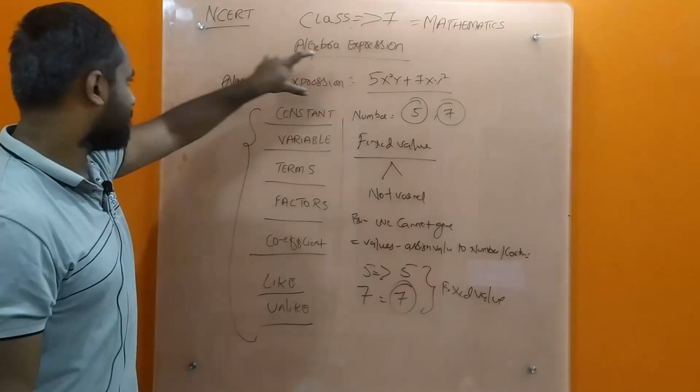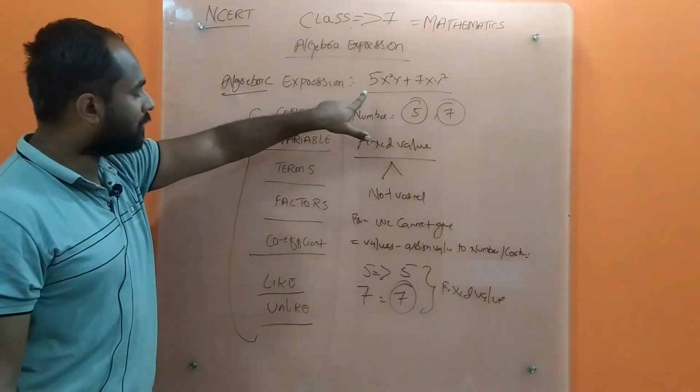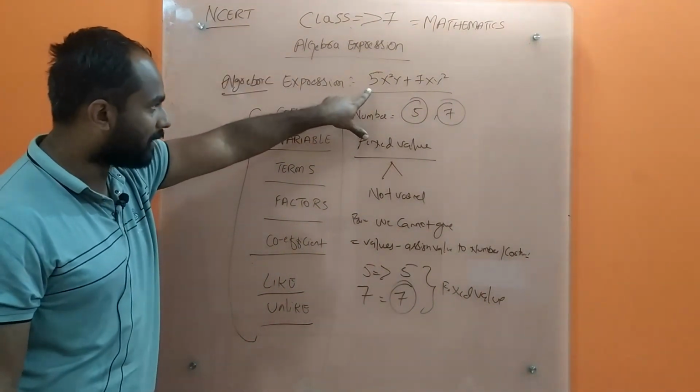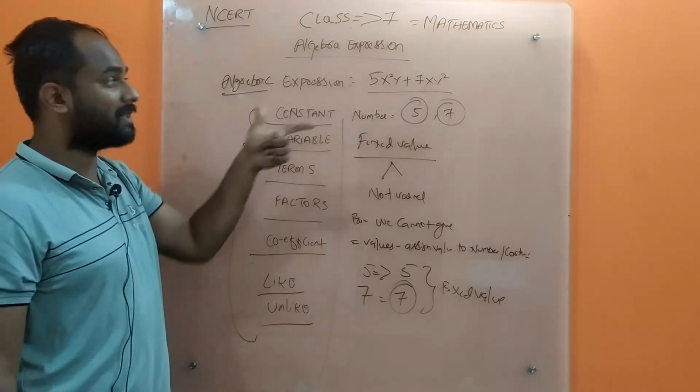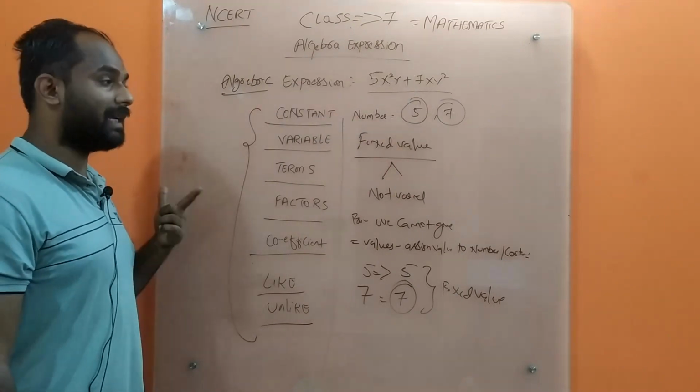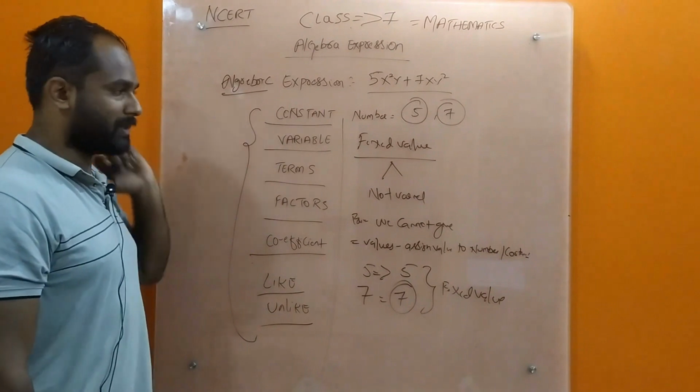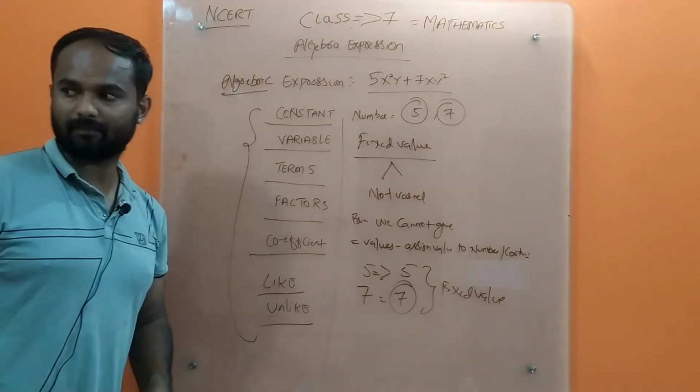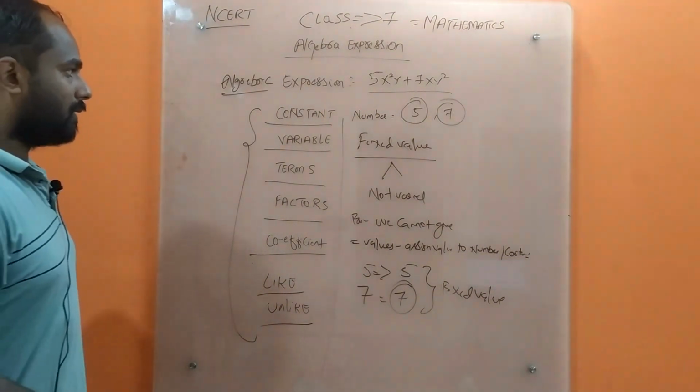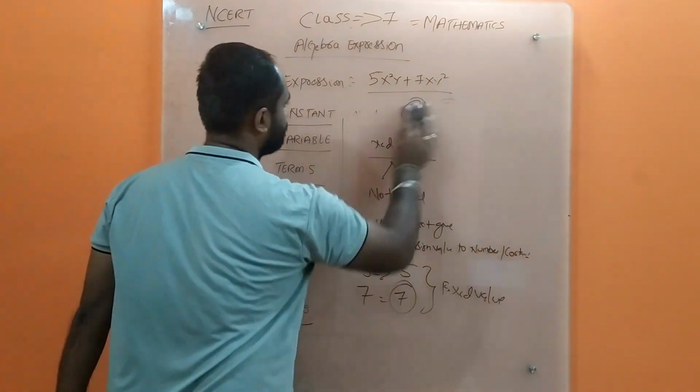So in this algebraic expression we have constants. What are the constants in this expression? This 5 is a constant and 7 is a constant. It is a fixed value to which we cannot assign any value. That is a constant, nothing but your number.